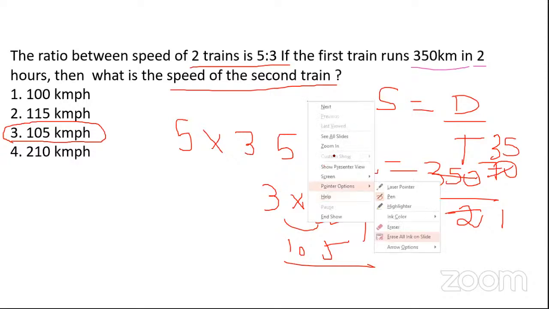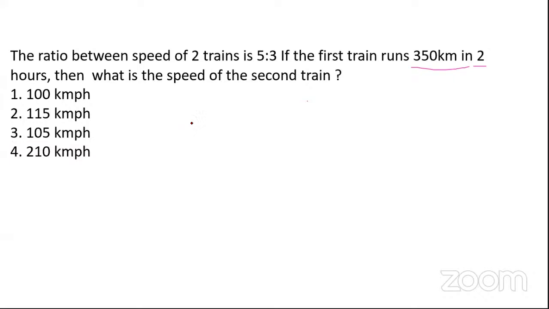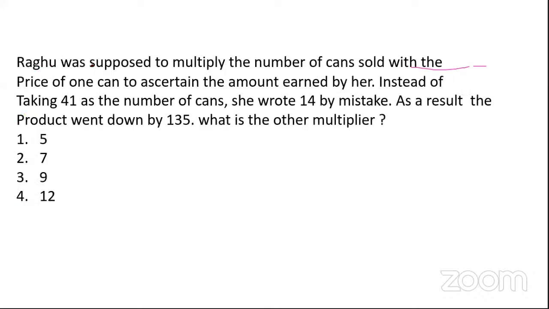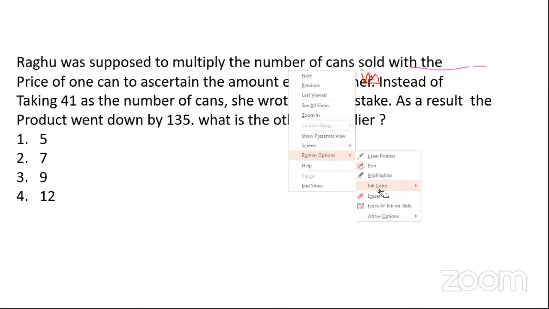So moving on with the second question. Raghu was supposed to multiply the number of cans sold with the price of one can to ascertain the amount earned by him. Instead of taking 41 as the number of cans, he wrote 14 by mistake. As a result, the product went down by 135. What is the other multiplier? So have a glance at the question.